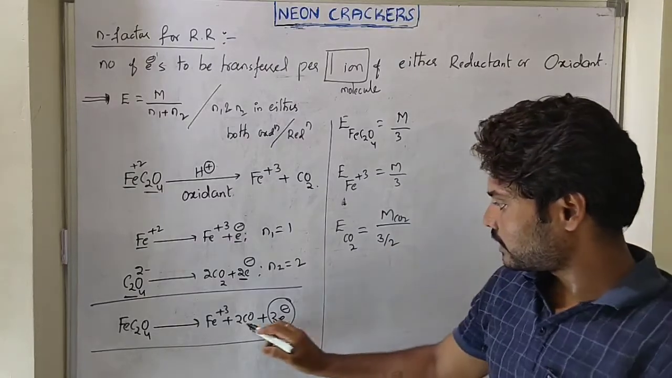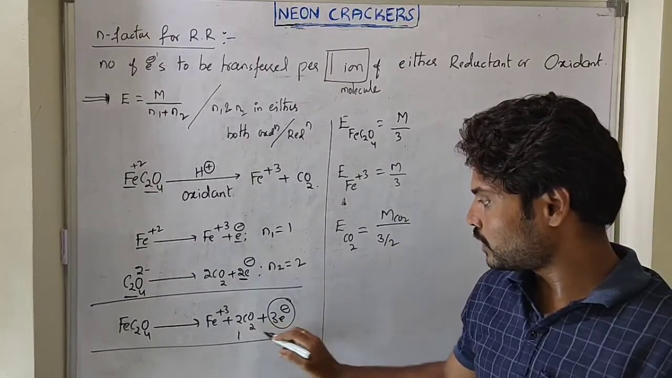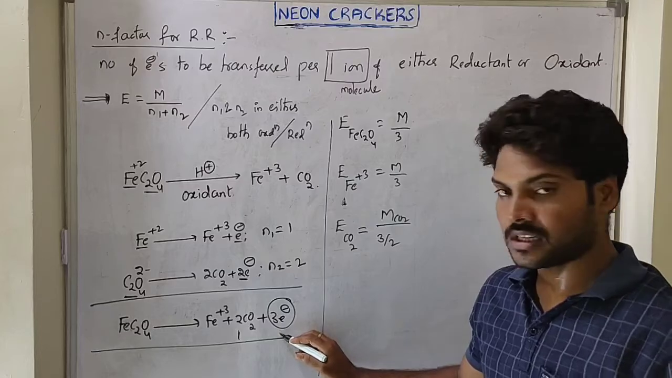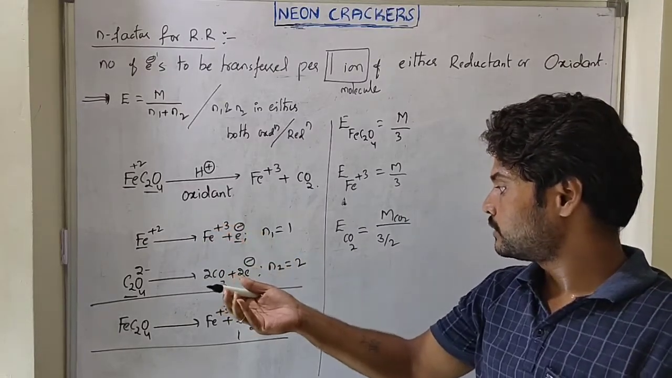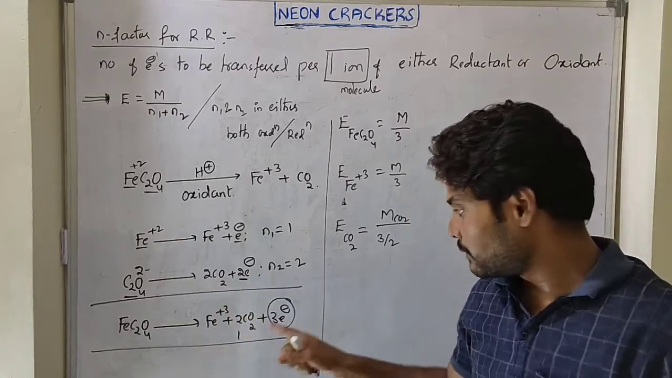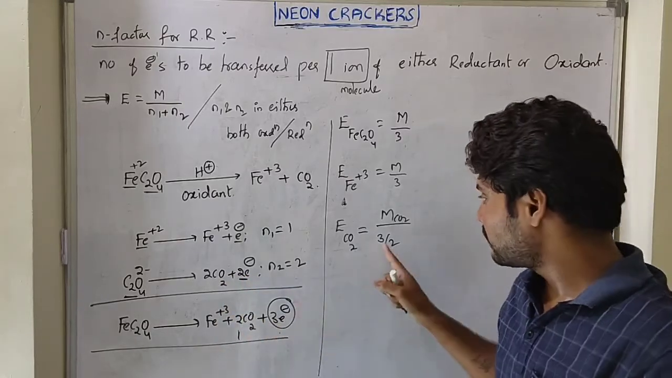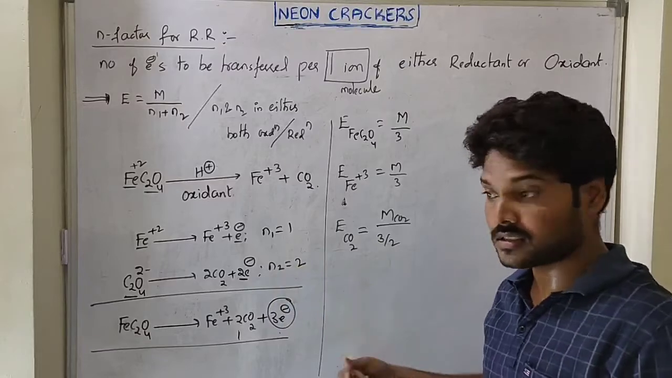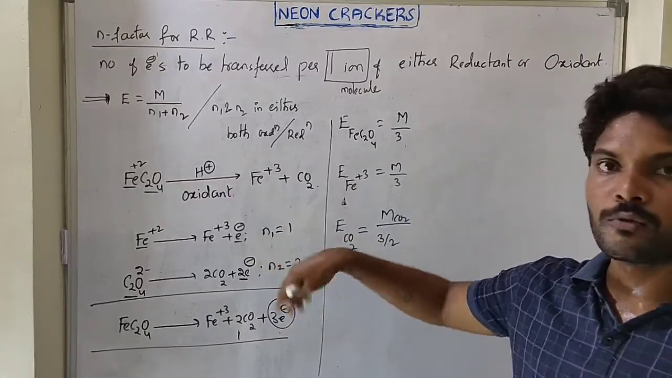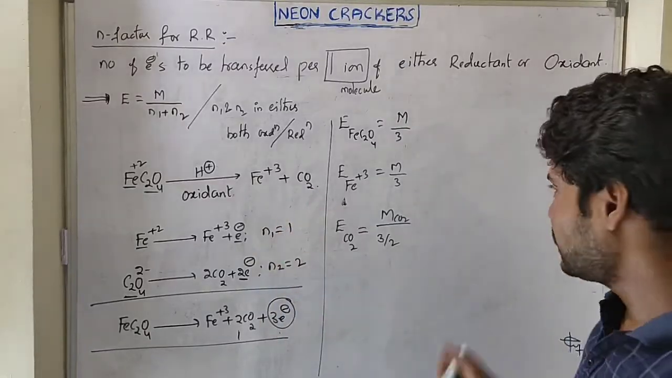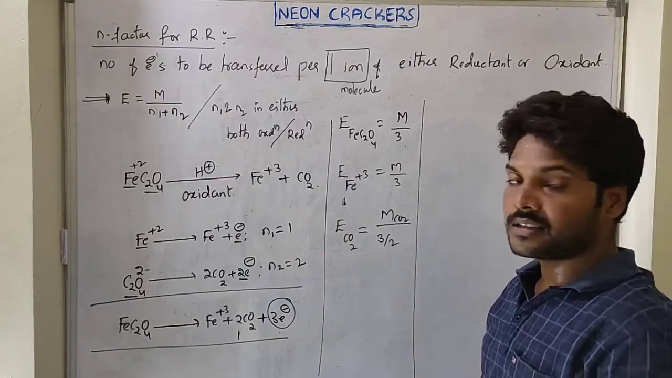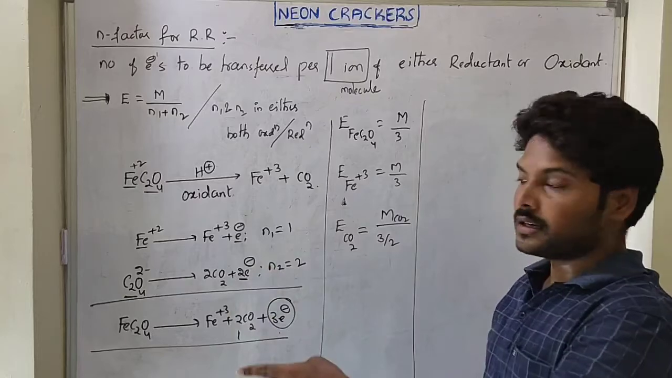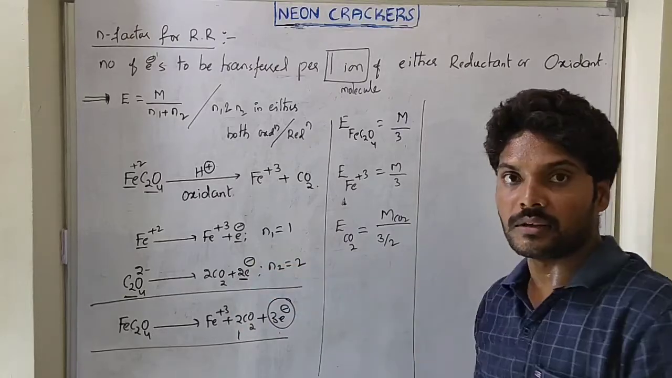Like this we have to find it. Per 1 molecule, how many electrons are transferred, that is the N factor. Before, in the earlier reaction, we got the CO2 equivalent weight as 1, but in this condition the CO2 equivalent weight is 3 by 2. That's why, depending on the reaction and the medium, the N factor varies. Based on the medium or number of electrons, we have to find the equivalent weight.